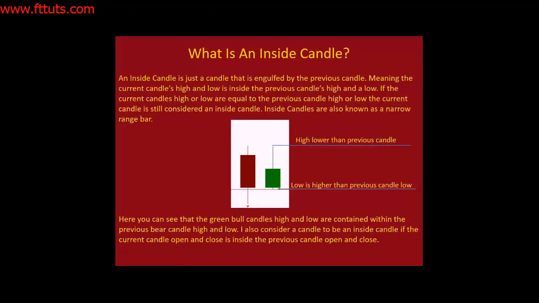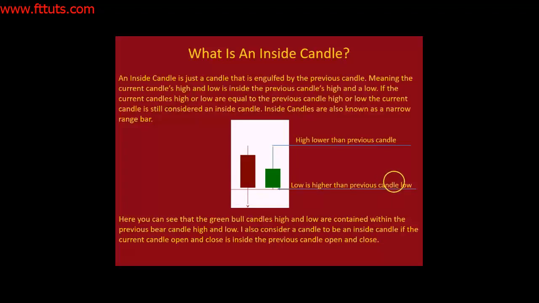What is an inside candle? An inside candle is just a candle that is engulfed by the previous candle, meaning the current candle's high and low is inside the previous candle's high and low. If the current candle's high or low are equal to the previous candle high or low, the current candle is still considered an inside candle. Inside candles are also known as a narrow range bar.